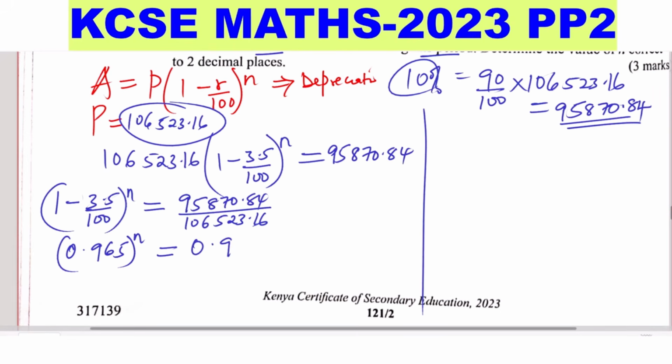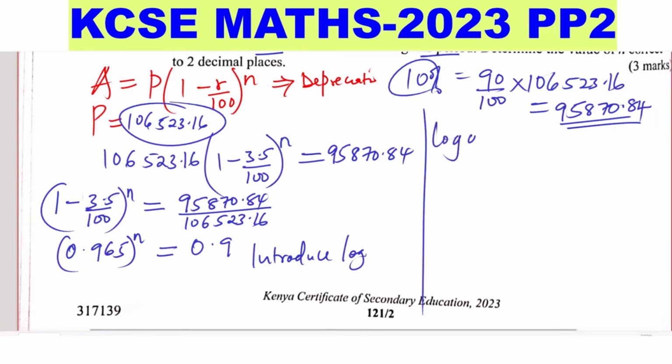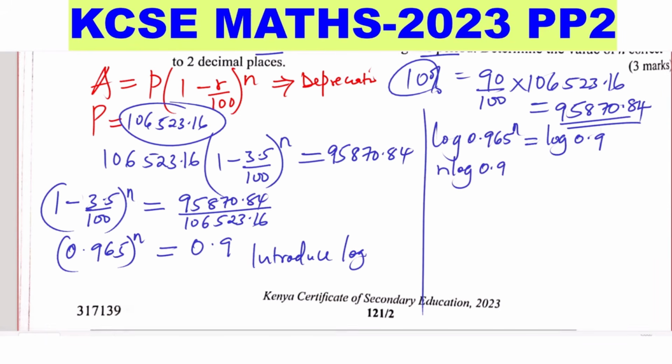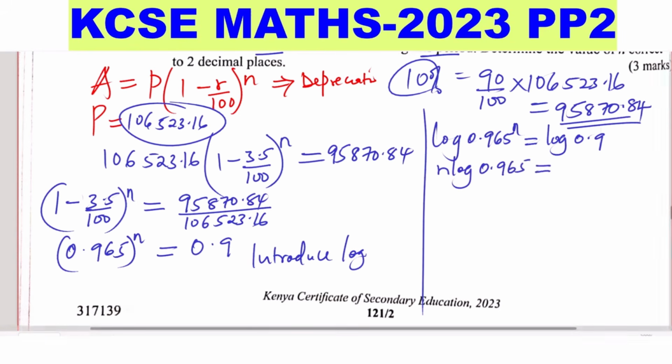So how do you get n? Now to get n here, you'll have to introduce logarithms. And this is how you're going to do it. So logarithm of 0.965 raised to power n is equal to logarithm of 0.9. And logarithm of 0.965 raised to power n is the same as n log 0.965 is equal to log of 0.9.